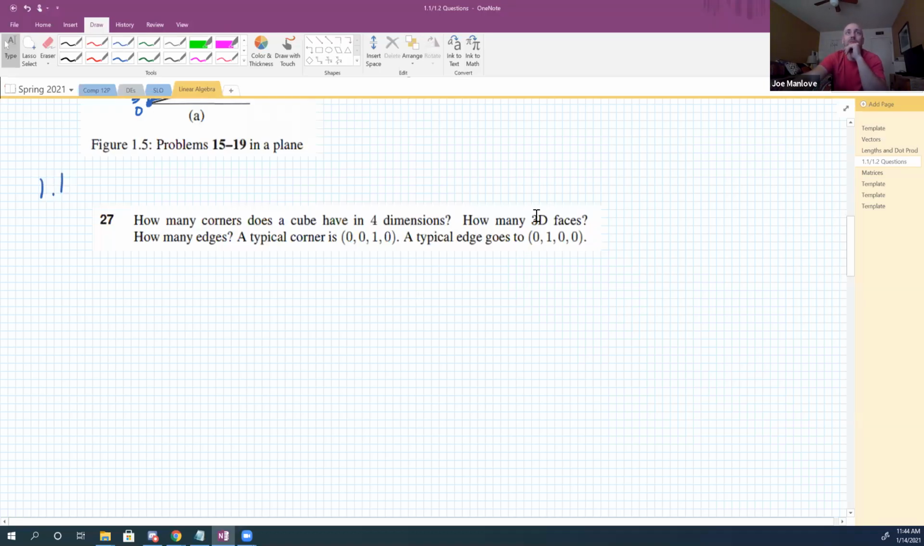All right. So on 1.127, we're asked to straighten out how many corners does a cube have in 4 dimensions? How many faces and how many edges? Okay. Let's see if we can straighten maybe corners first. Corners seem like a good choice.